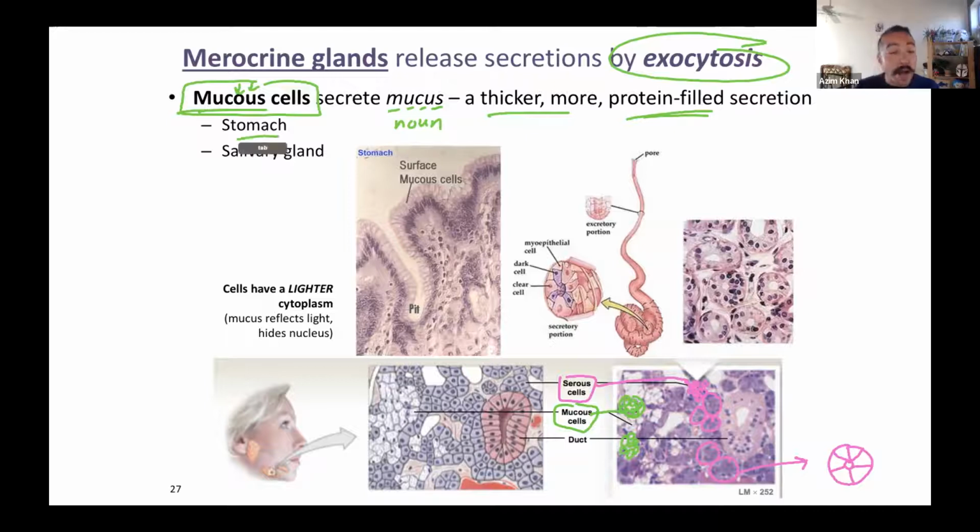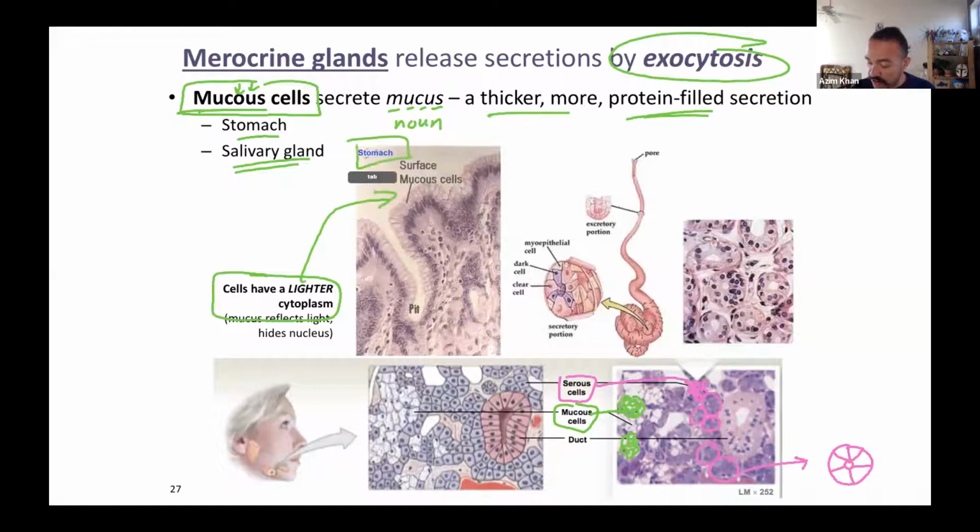You have this in your stomach. You have gastric glands in your stomach, but you also have mucus cells in your stomach to release mucus. You need lots of mucus to protect the lining of your stomach from all that acid. Your salivary glands also have a mix of serous and mucus cells. There is a big difference. Remember, serous cells stain darker, mucus cells stain lighter.